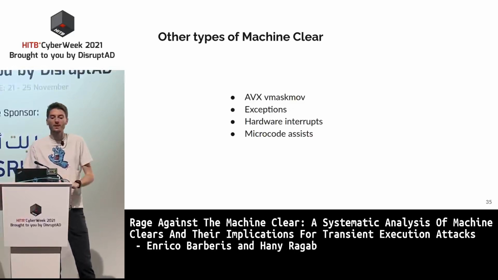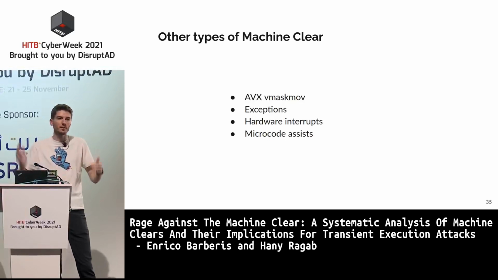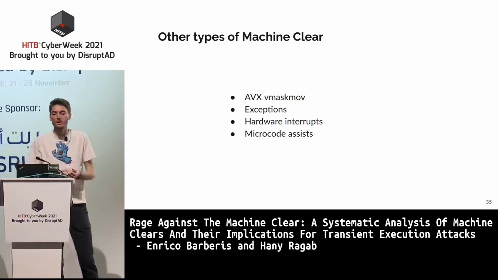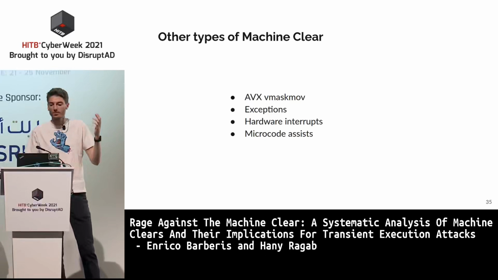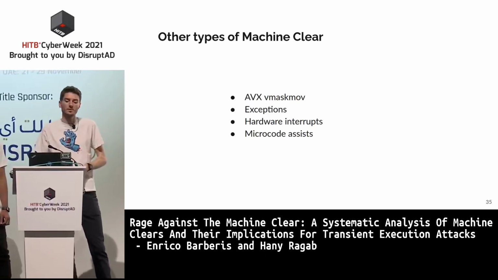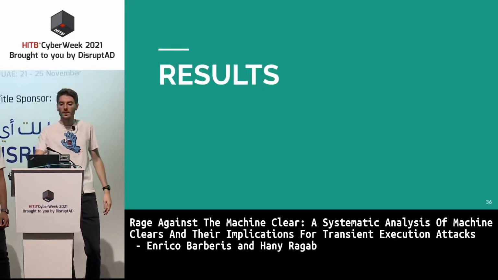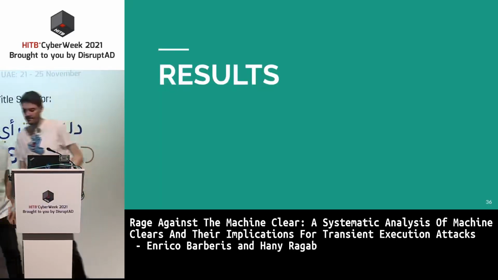There are other strange conditions where the processor must stop, flush the entire pipeline, and continue again from the correct path. For example, exceptions, we have interrupts. There are many other types of microcode assist. But for that, please have a look at our paper. And now, back to Hany.